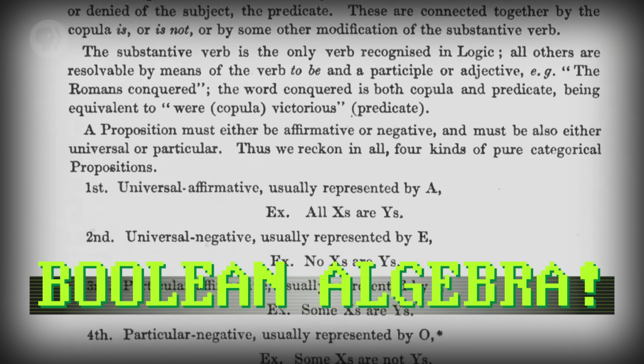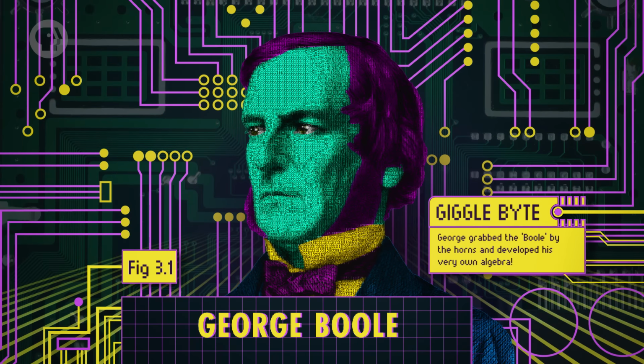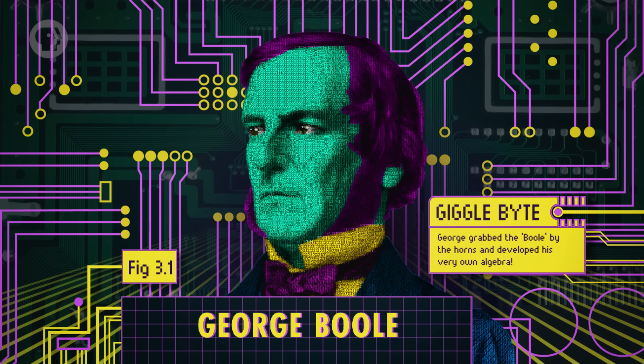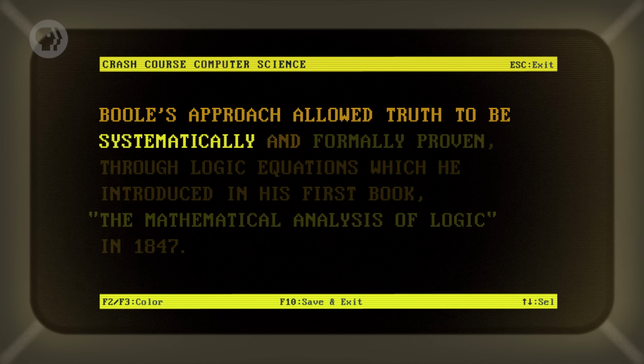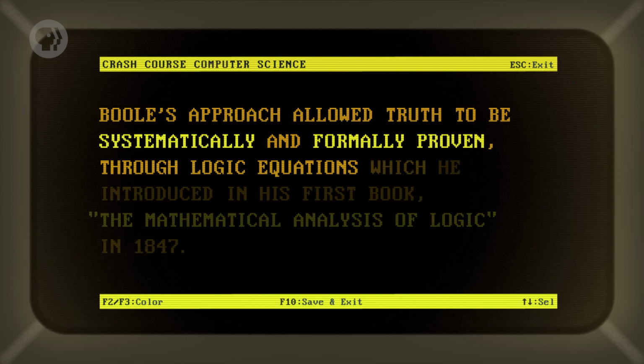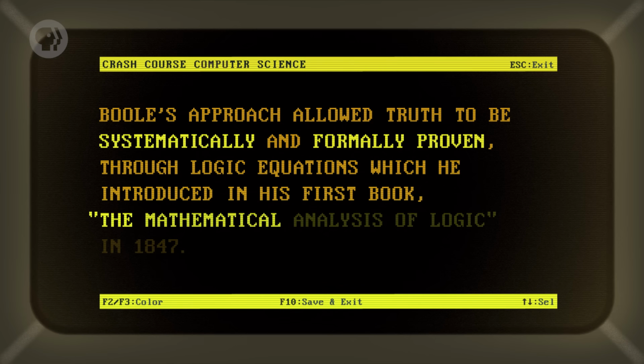It's called Boolean Algebra. George Boole, from which Boolean Algebra later got its name, was a self-taught English mathematician in the 1800s. He was interested in representing logical statements that went under, over and beyond Aristotle's approach to logic, which was, unsurprisingly, grounded in philosophy. Boole's approach allowed truth to be systematically and formally proven through logic equations, which he introduced in his first book, The Mathematical Analysis of Logic, in 1847.